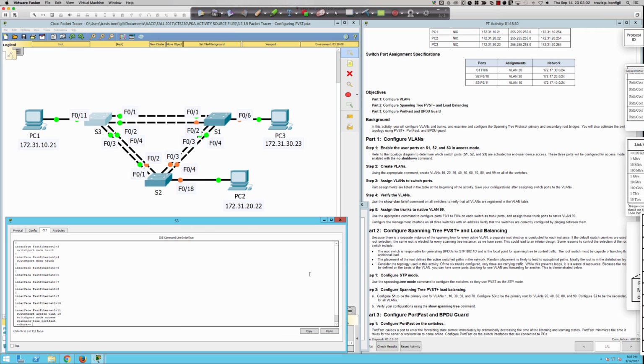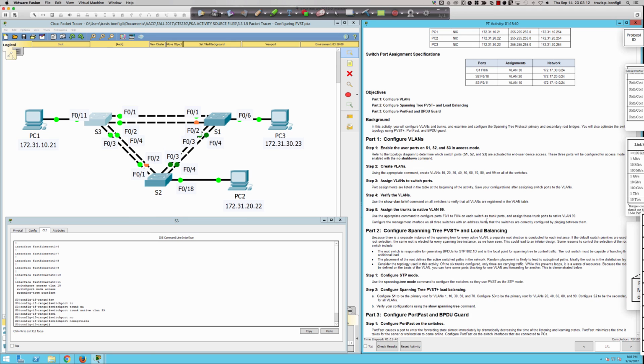And do show run. Let me actually make sure that we get switchport trunk native VLAN 99, switchport nonegotiate. And let me take a look here real quickly at the instructions. Appropriate commands to configure FA as a switchport is assigned trunk to the native VLAN 99. We did that. Management interface, we got that.